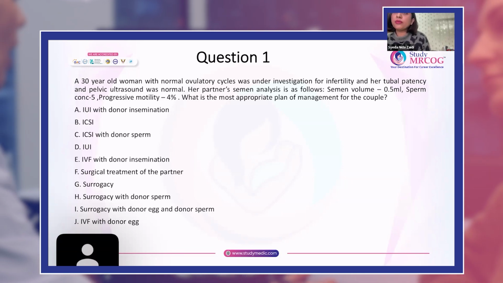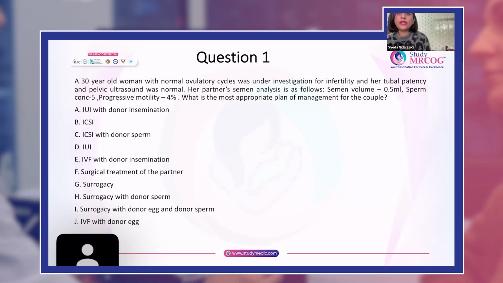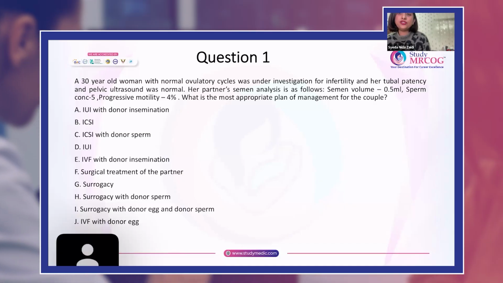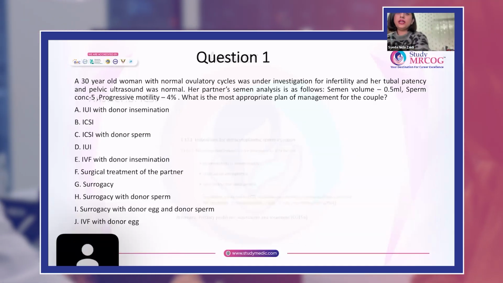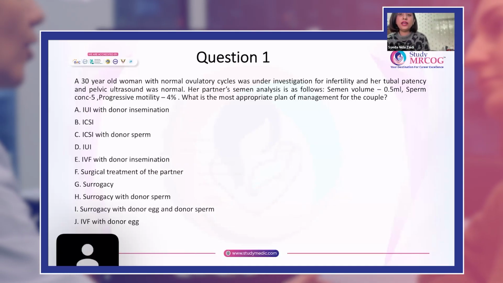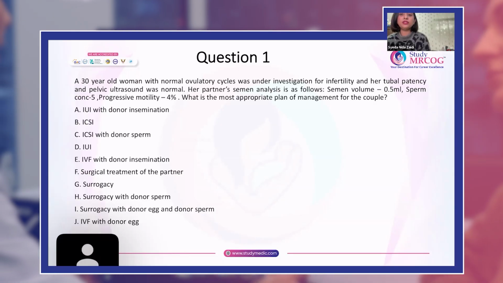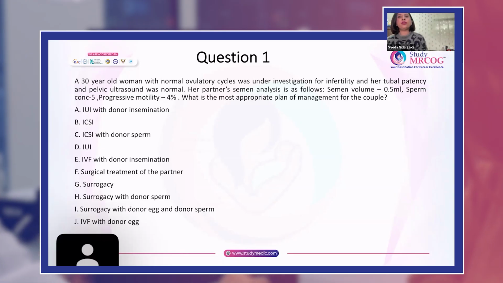So what is the problem that we are seeing in this case? The patient is all right. With the semen, there is some issue going on. The options are: IUI with donor insemination, ICSI with donor sperm, IUI, IVF with donor insemination, surgical treatment of the partner, surrogacy, surrogacy with donor sperm, surrogacy with donor egg and donor sperm, or IVF with the donor egg.